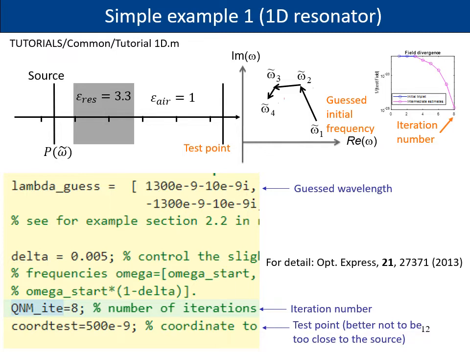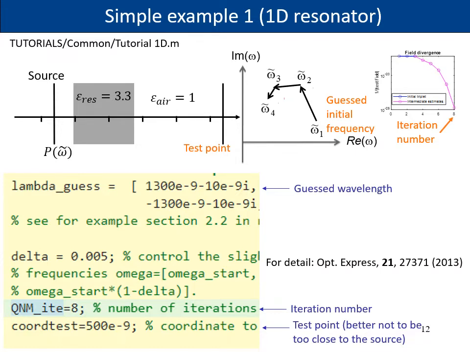In the user-defined section of this script, the user can find the following important parameters to control the iteration calculation of the QM pole solver. The guessed wavelength defines the initial frequency of the iteration. It is recommended to set it as a value within your concerned spectrum range. And you can set multiple guessed wavelengths, and then the code will find you an equal number of quasi-normal modes.